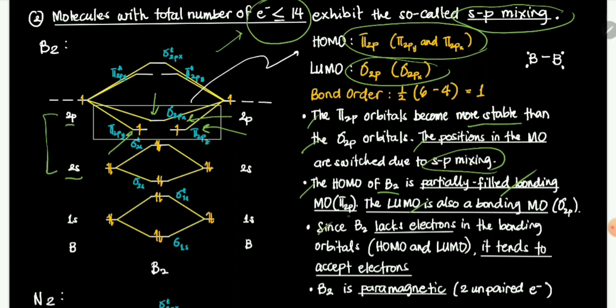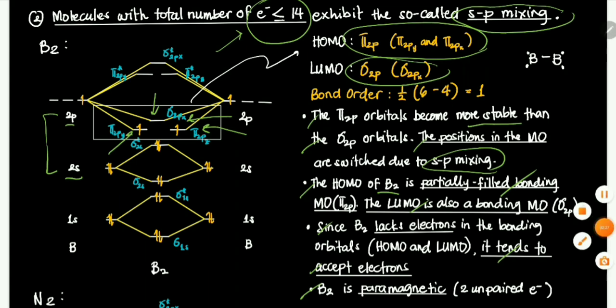So, ano ibig sabihin nun? Since B2 lacks electrons in the bonding orbitals, it tends to accept electrons. So, kapag sa chemical reaction, siya yung tumatanggap ng mga electrons para mapuno niya yung kanyang mga bonding orbitals. Okay? So, yun yung mga properties na pwede nating ma-predict sa molecular orbital theory. Yung tendency to accept or donate electrons, okay? So kapag naman accept electrons, this can be called an electrophilic, okay, compound or Lewis acid. So depende yan sa type of reaction na kino-consider natin. So B2 is also paramagnetic kasi unpaired yung mga electrons niya sa HOMO.